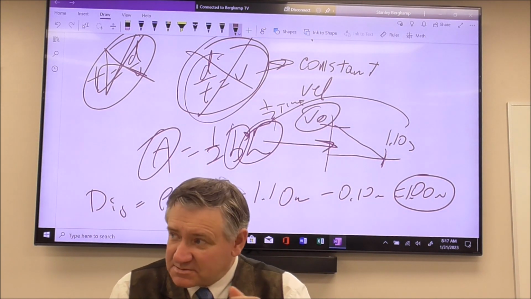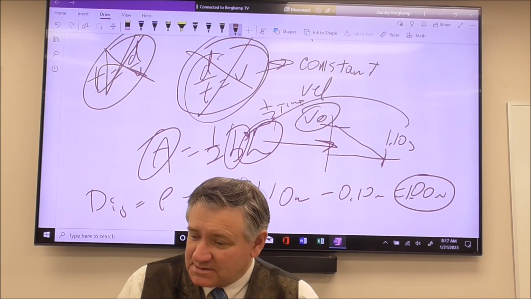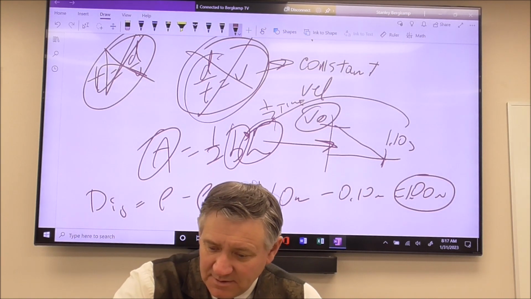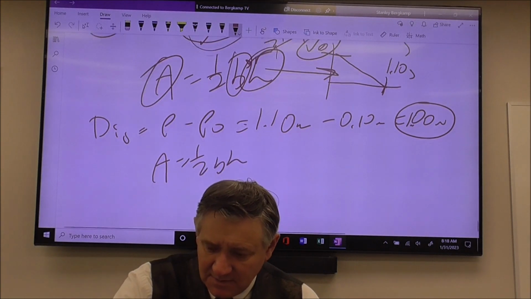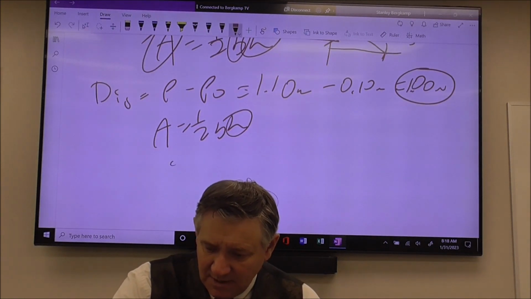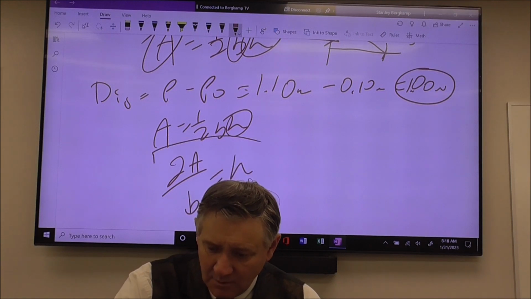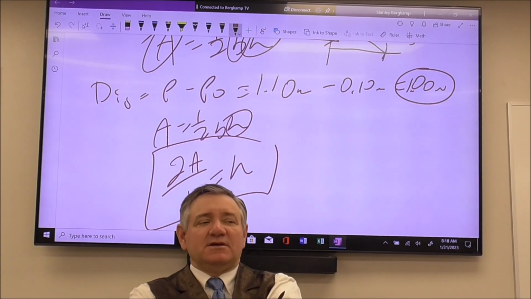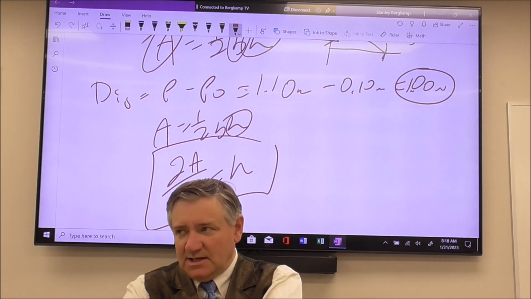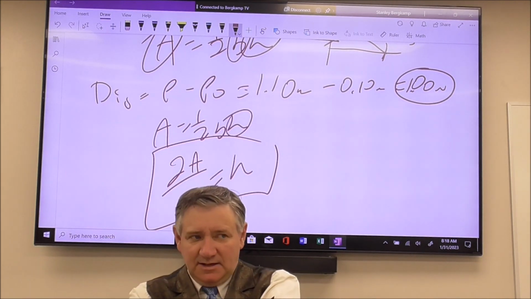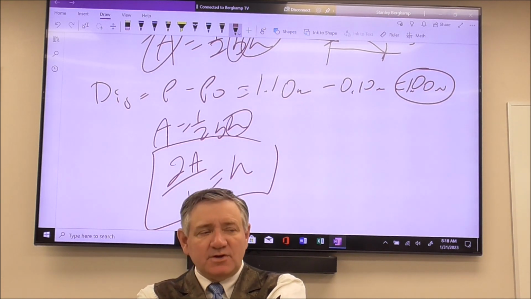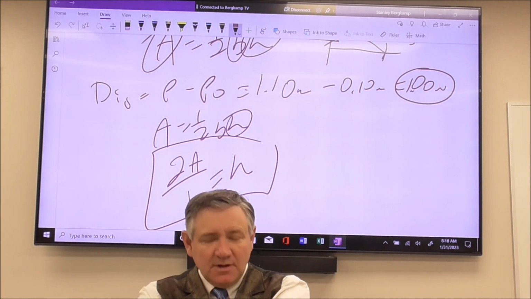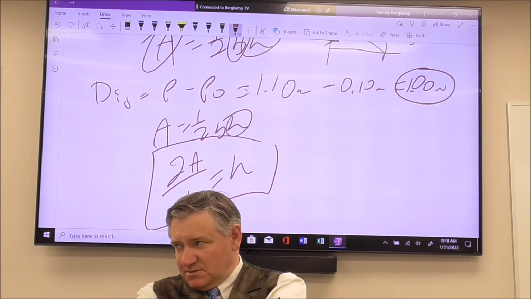Because we know area equals 1/2 base times height. So if I go to this, area equals 1/2 base times height, and I solve this for height, I get 2a divided by b. Now, one of the things I'm going to begin to stress to you again and again is that you solve the equation first, and then you put in the numbers.